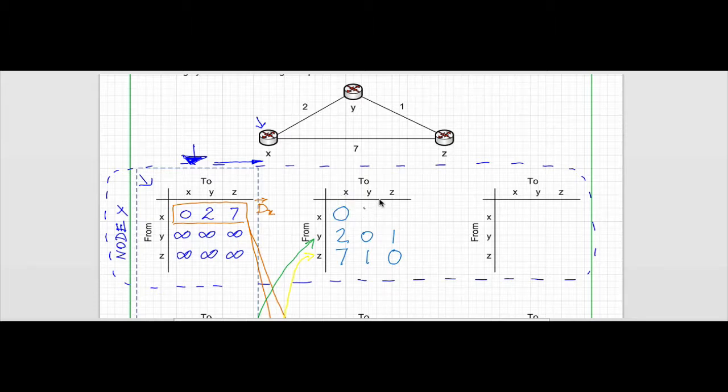The minimum cost is 2. However, from X to Z, I can now go through Y, and I can do this at a cost of 2 plus 1, or 3. Okay, let's see what happens with Y.